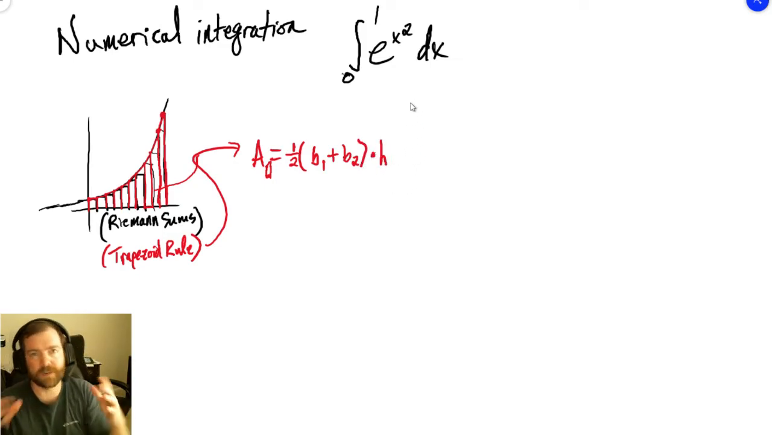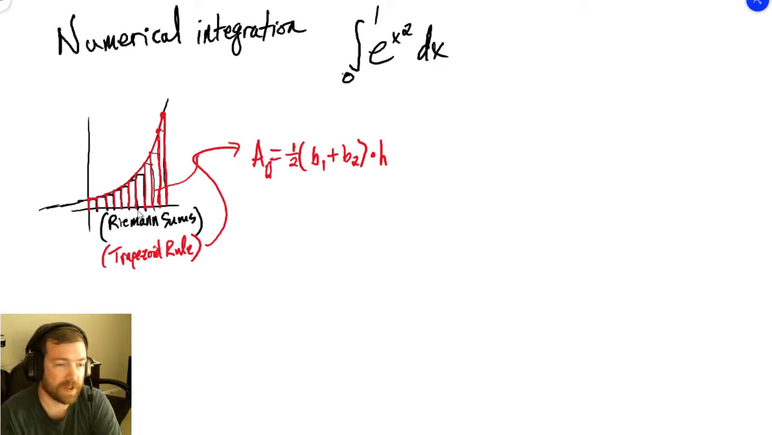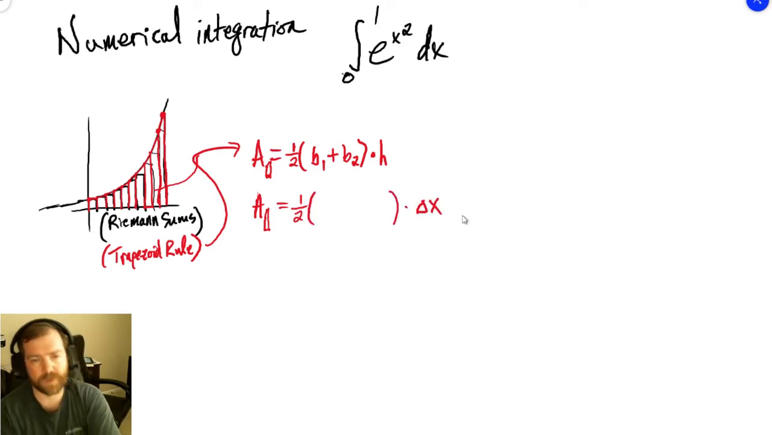Now the height of the trapezoid in this particular case is actually its width. So this is a real easy thing to figure out. What's the width of each of these individual trapezoids? They are delta x, whatever delta x actually is. That's what we're going to use.